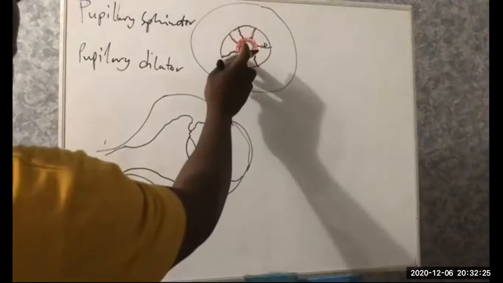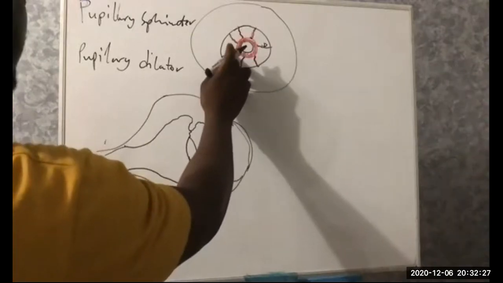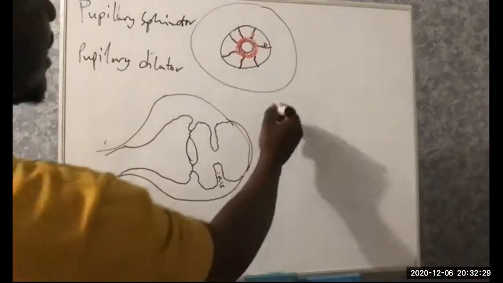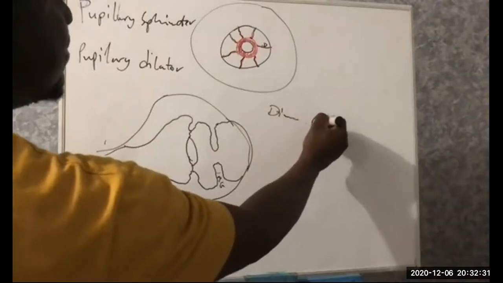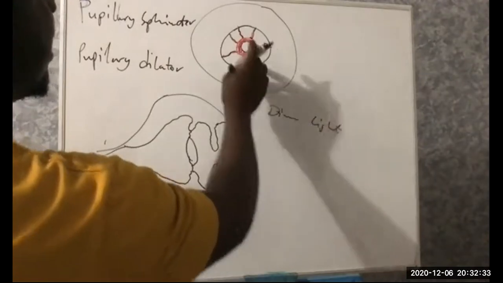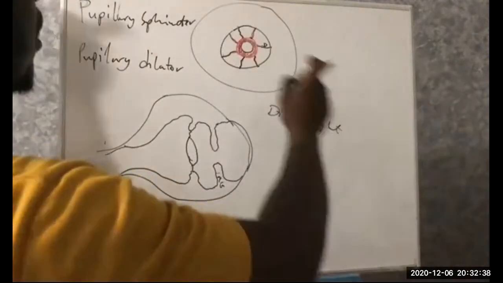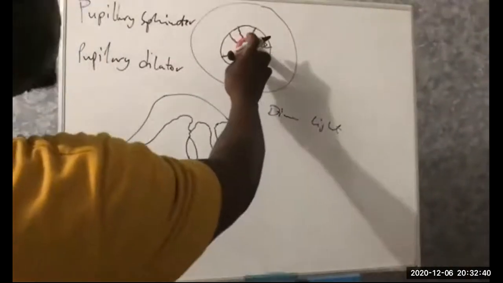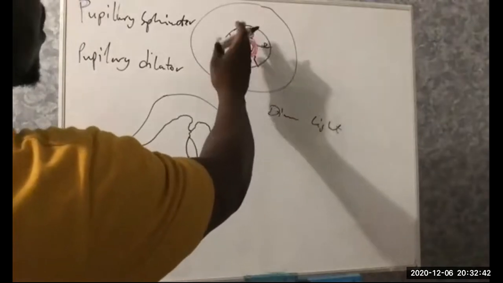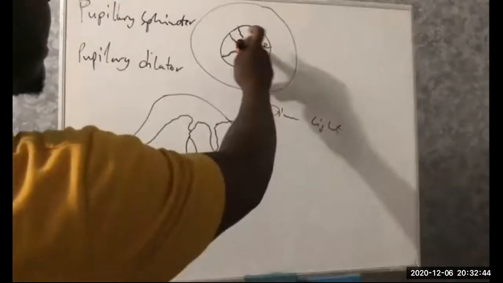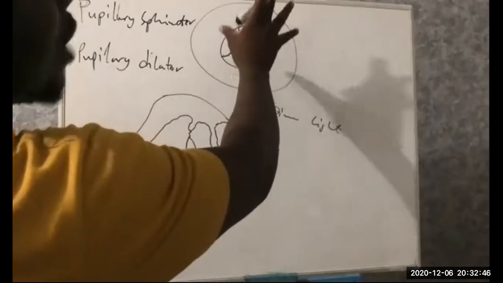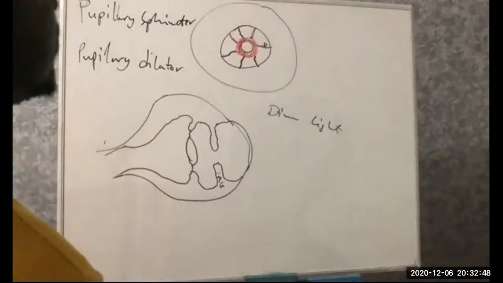So what they do is that they constrict during dim light. In dim light, they constrict, and they constrict outwards. Okay, so as they move outwards, they move alongside, outwards, and the pupil will be what? Wider, so it will dilate the pupil.